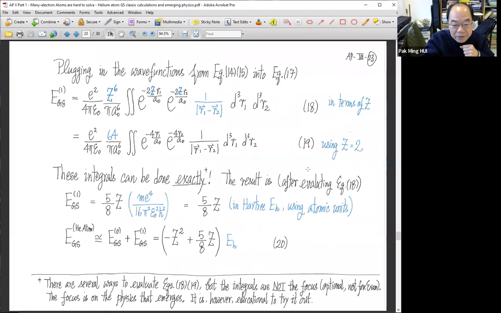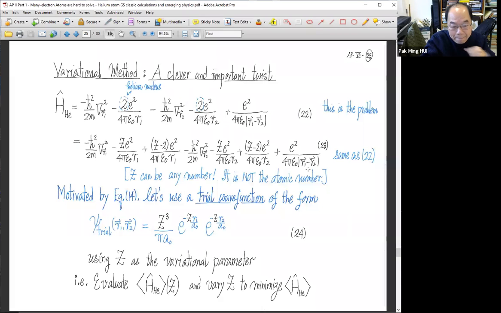So I copy this thing here. So this is why I wrote 2 forms in the previous pages to set up the stage for this calculation. So this is my trial wave function for the ground state. I'm using Z, one variational parameter only. Okay, so now the game is very clear.